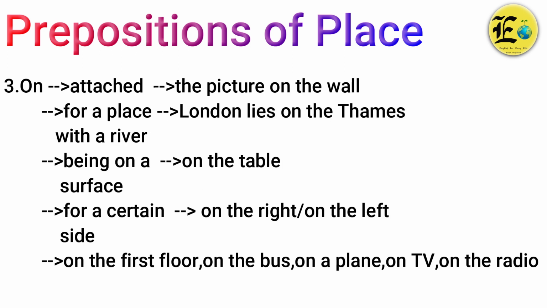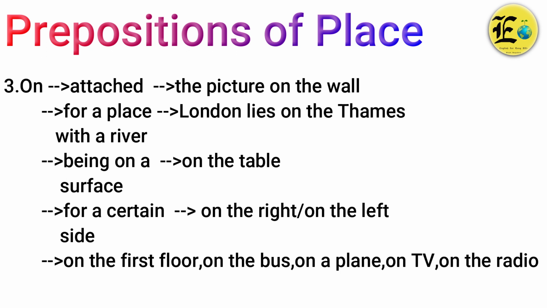On is used when referring to something with a surface. If something is attached, you can say the picture on the wall. The next example for on is for a place which is with a river. London lies on the Thames.